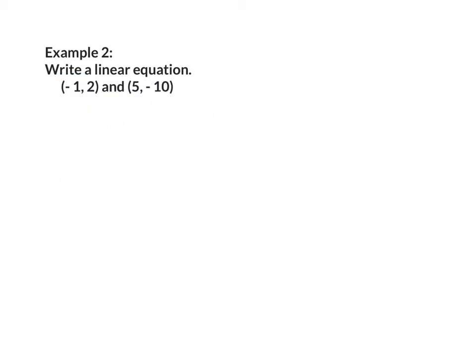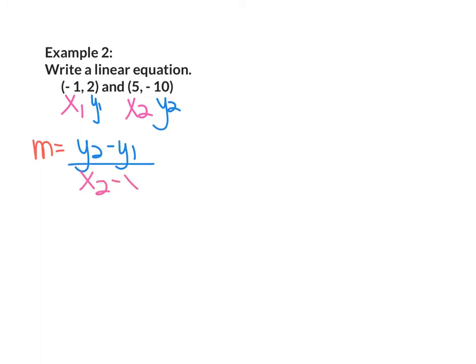Example number 2. Write a linear equation with the coordinates (-1, 2) and (5, -10). The first thing I'm going to do is label. So I have x sub 1, x sub 2. I have y sub 1, y sub 2. Now I need the formula for slope, which is m equals y sub 2 minus y sub 1 all over x sub 2 minus x sub 1. Now I'm going to plug in.